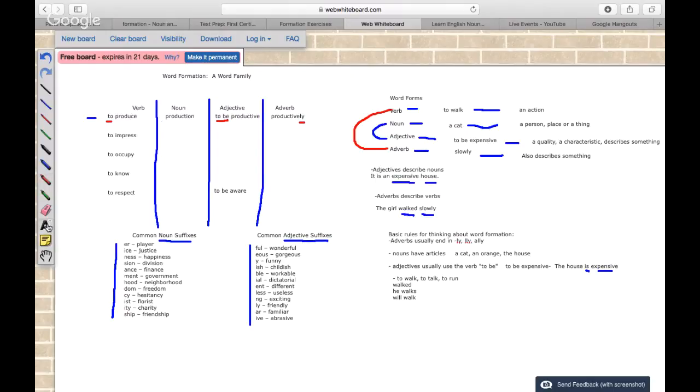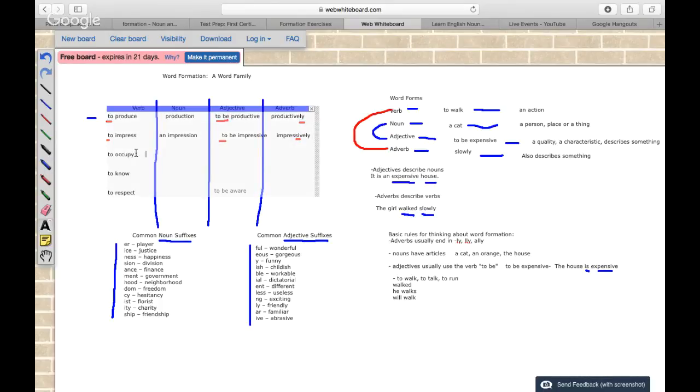Okay, so let's do impress, to impress. Okay, the noun would be impression. Adjective would be to be impressive. And the adverb would be impressively. Okay, so we followed the same rules, add ly, to be, we have to. Here, this is a count noun, so we could say an impression.